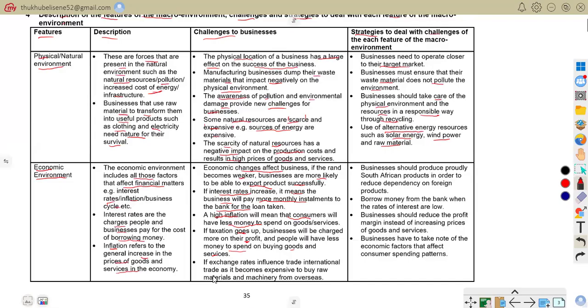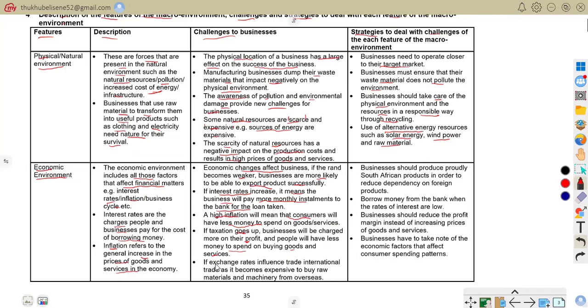So that is that. When you're talking about the tax that is going up, if the tax goes up, business will be charged more. So it means they're going to be charged more on their profits. Bigger portion of their profits now, they're going to part ways with it. So it means people have less money to spend on buying goods and services.